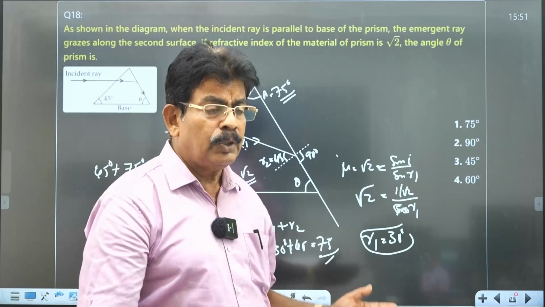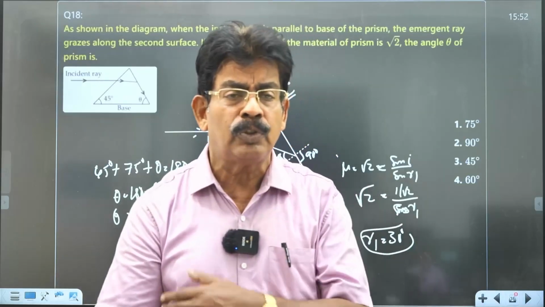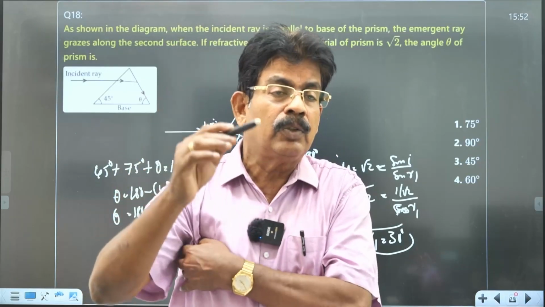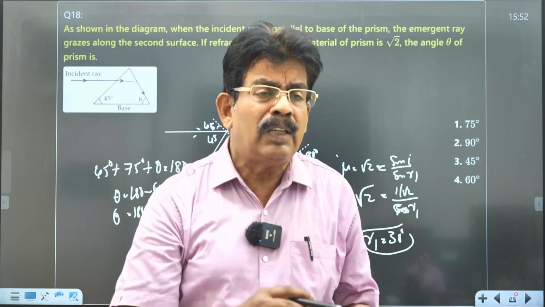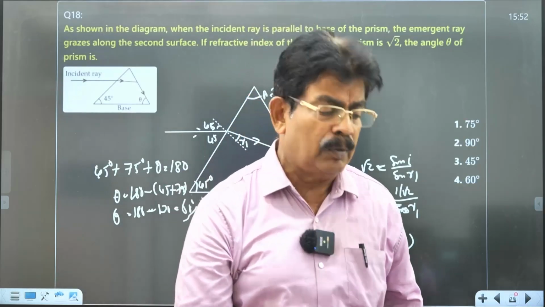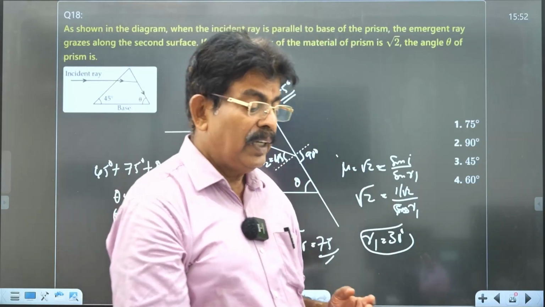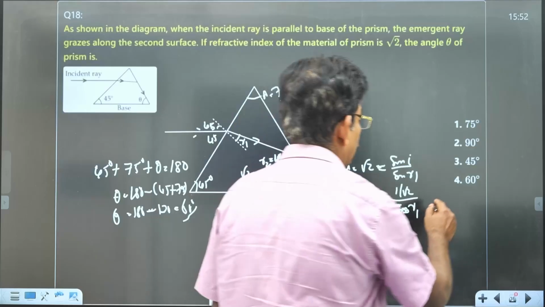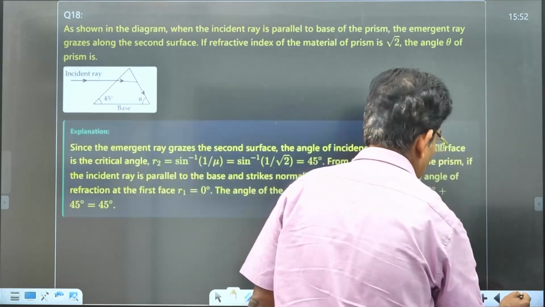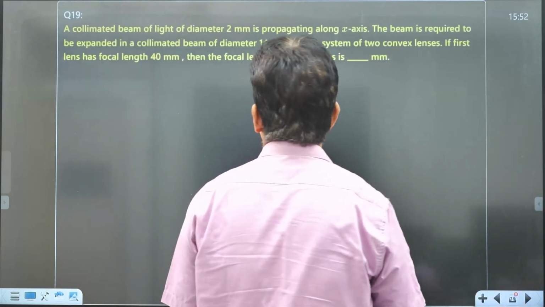So, using the same concept, R1 plus R2 is equal to A, and critical angle is equal to the angle of refraction. This idea has come in 3-4 problems. So many things are repeated in that manner. Your answer is the fourth option, and the fourth is the correct option here. Now we go to the next question.